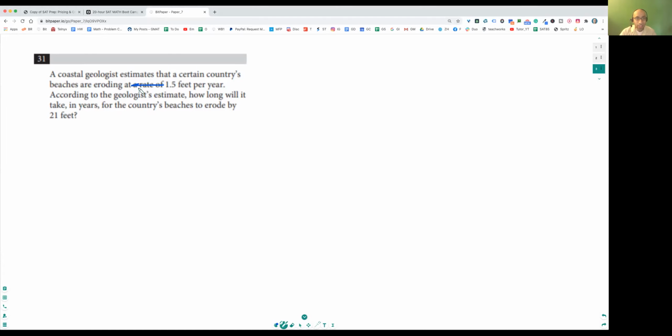So the rate is given to you, right? Rate also means speed, right? So the rate is actually given to you. So the rate is equal to the feet over the time, right? So that's the distance over time. Well done. So it's distance over time, right?